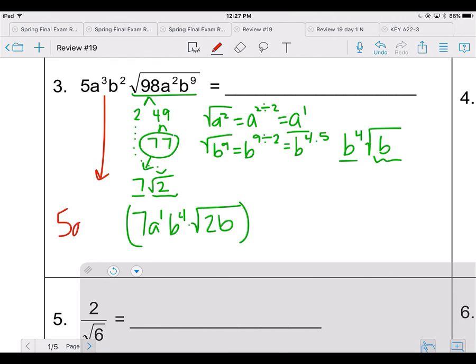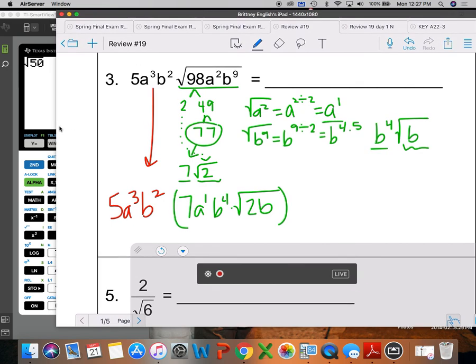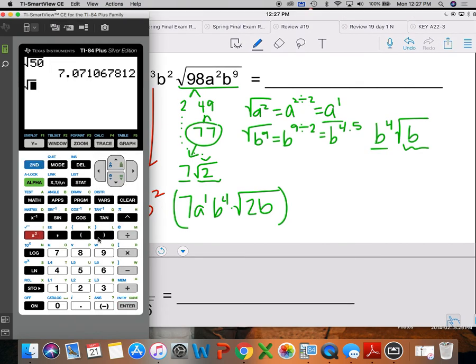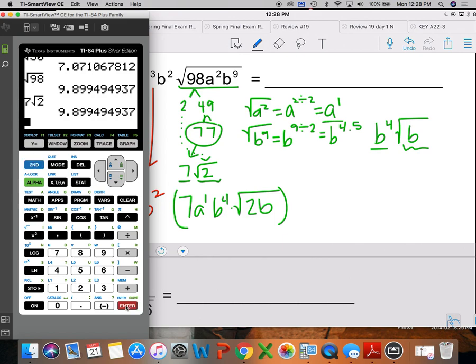I have done nothing yet with the 5a cubed b squared. So I have simplified everything in green was me simplifying this square root. 7a to the 1 b to the 4 square root of 2b is the simplified version of this. Also, if I haven't said it yet already, remember that after you've plugged them in and you see that the square root of 98 doesn't work nicely, when you simplify it to 7 square root 2, you can check all of your answers to make sure you have the same ugly decimal or the same matching decimal as what you started with and what you ended with.